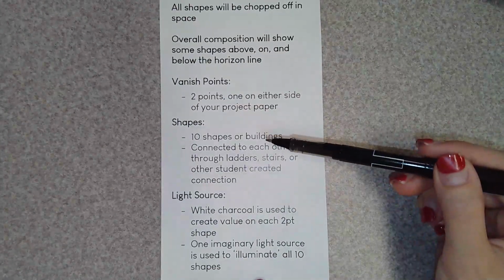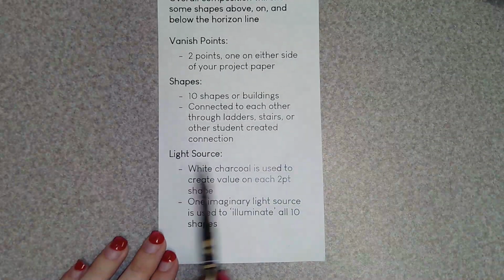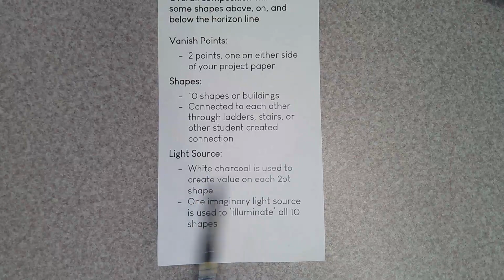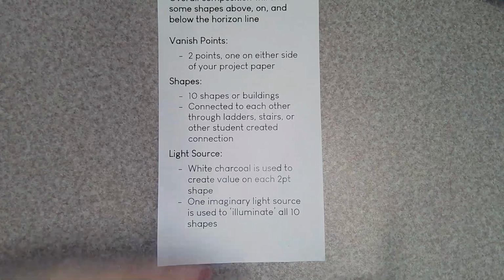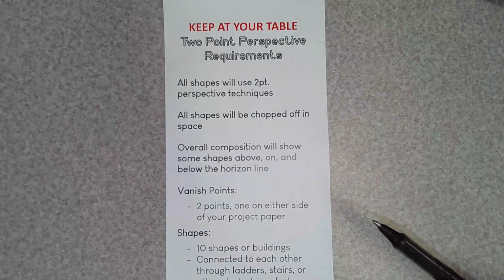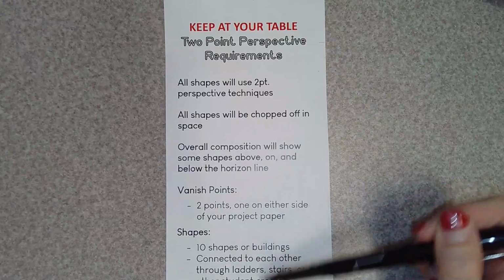After you get that done, just like you did with the 1-point perspective project, you will add a light source. We're going to use white charcoal. So no more color, we use white charcoal, thinking about that light source and adding value. Don't worry about this yet. Worry about laying out that sketch and worry about making 10 shapes and how you're going to connect them.